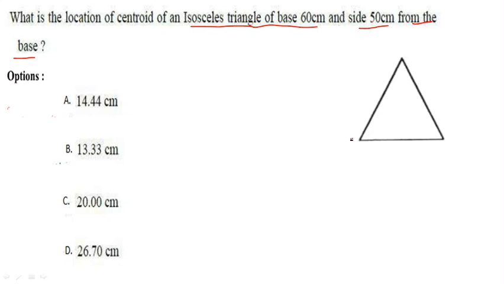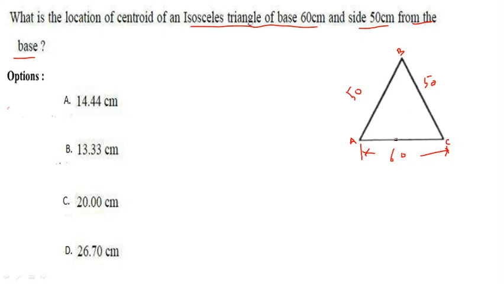Let me indicate the points: this is A, this is B, and this is C, and AC is the base here. The dimension of the base is 60 centimeters, and the dimension of this side is 50, and this is also 50 centimeters. So AC is 60 centimeters, AB is 50 centimeters, and BC is 50 centimeters.